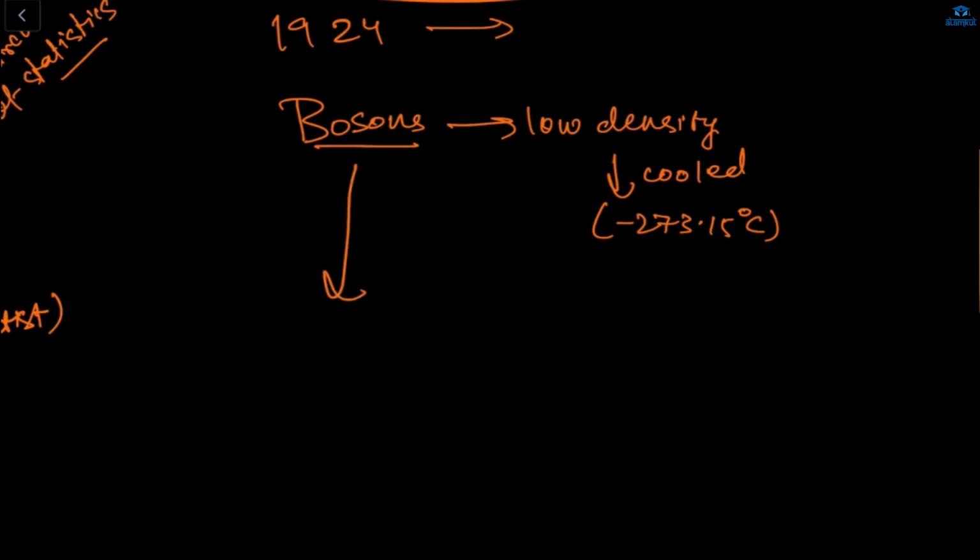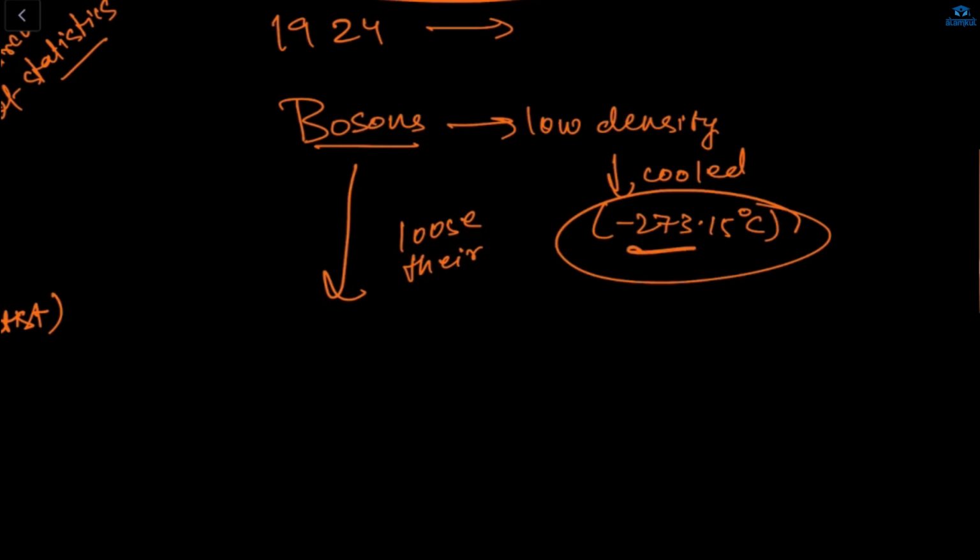They will lose their identity. Because if we are cooling bosons to such an extreme degree, minus 273, then obviously the bosons will lose their identity and become a single superatom.